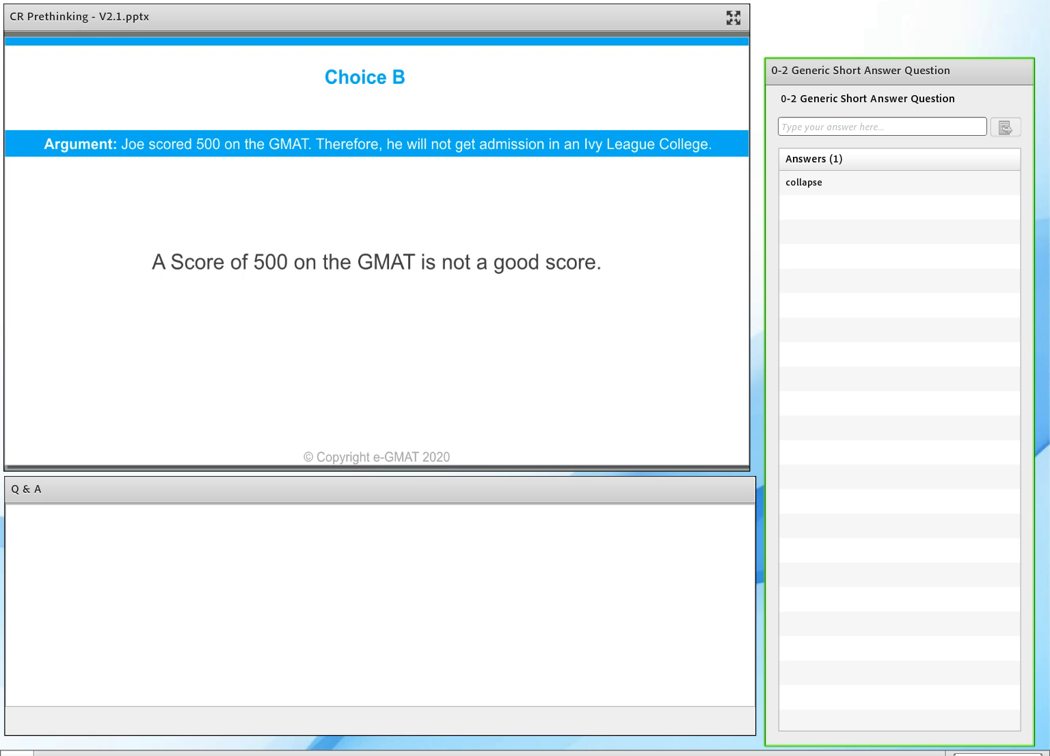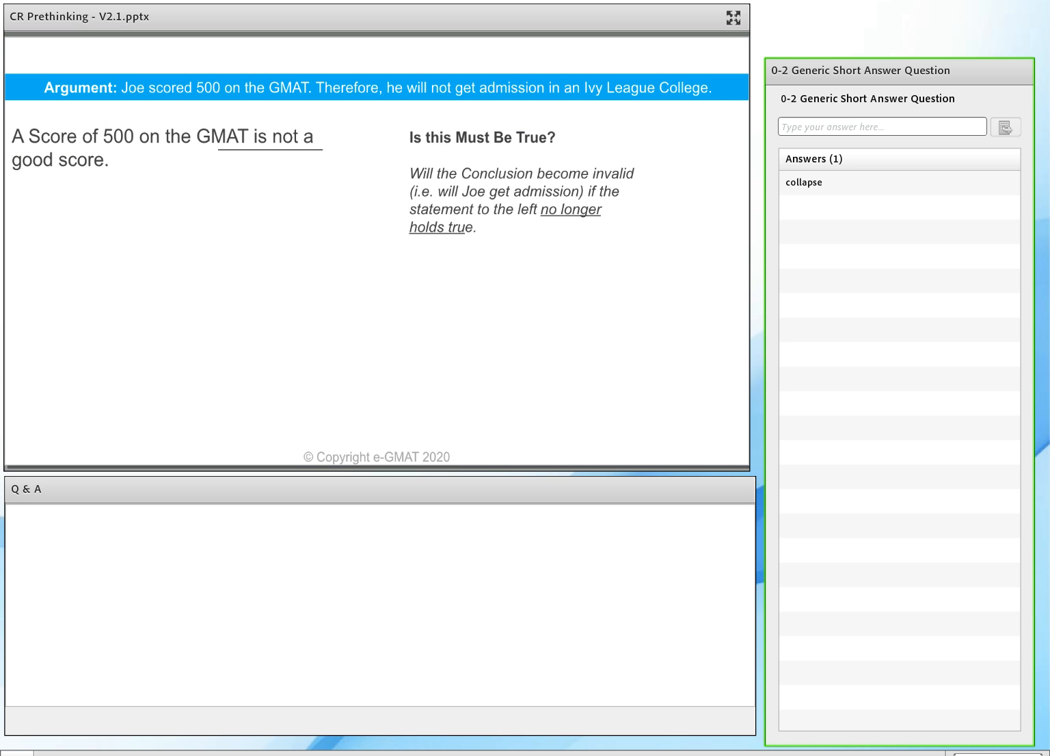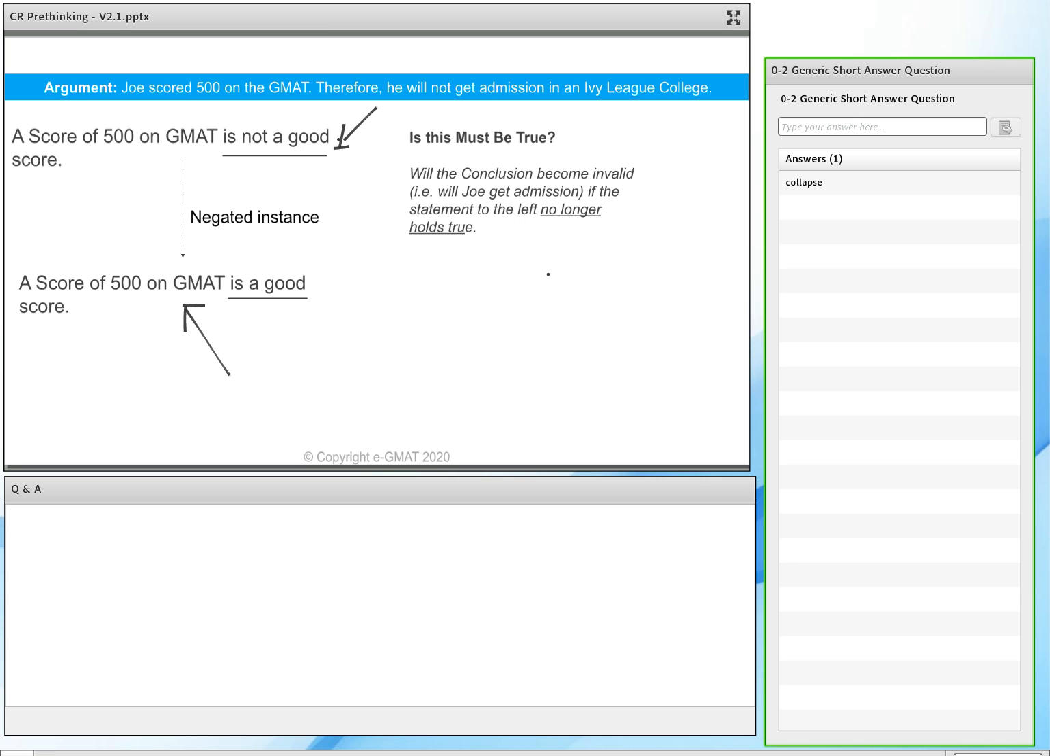Okay, let's take the same example. Let's take an answer choice and evaluate. This answer choice says a score of 500 on the GMAT is not a good score. Okay, let's ask ourselves, do we need this to be true for this conclusion to be valid? Let's look at this over here. A score of 500 on the GMAT is not a good score. See? So if I say that this is not true, then its negated version becomes true. The score of 500 becomes a good score. Let's ask ourselves, does my conclusion break down in the presence of this statement?